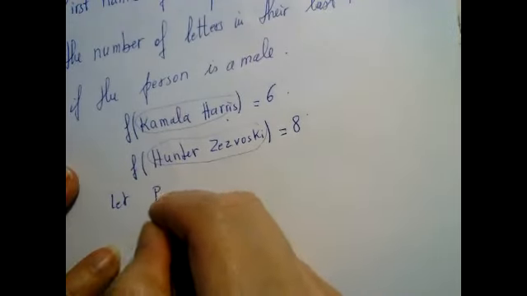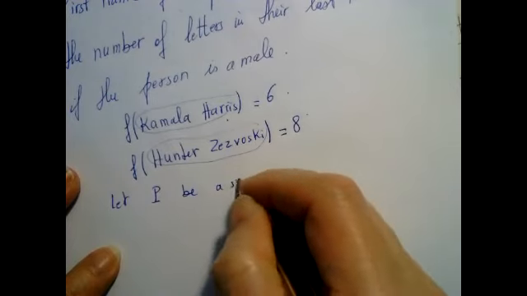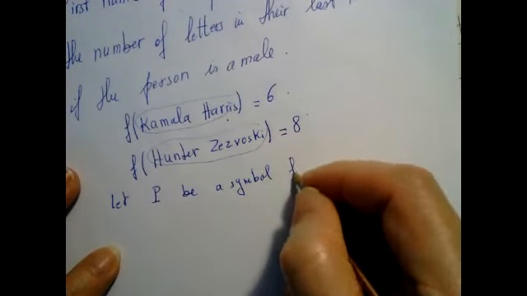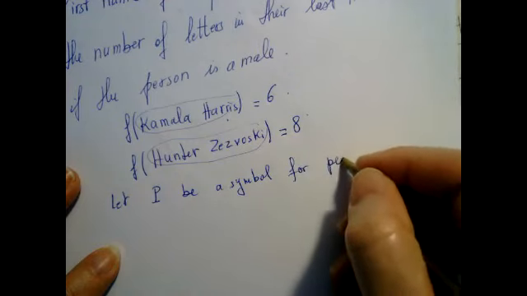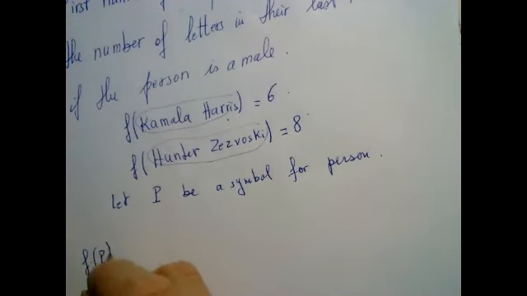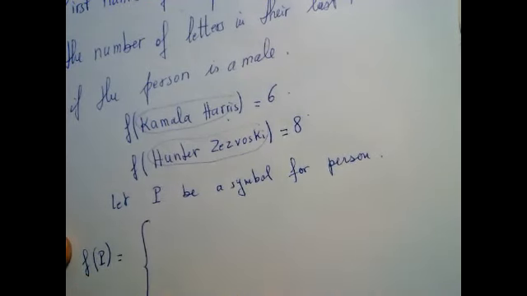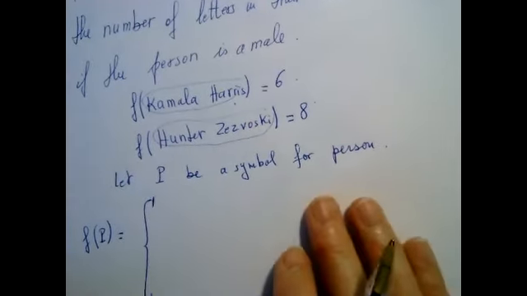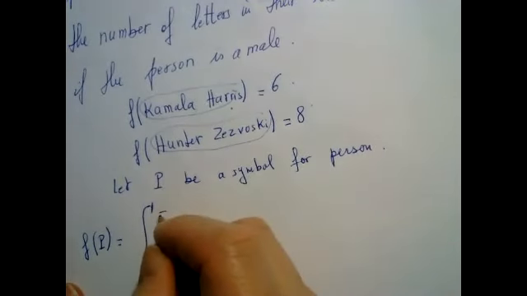I'm going to say, let P be a symbol for person. And I want to describe F of P in a symbolic way, not by writing a story. But the problem is, there is not one rule that governs any person. The rule depends on the person. So we're going to define it like this. I'm going to put big braces here. And I'm going to say that F of P is equal to the number of letters.